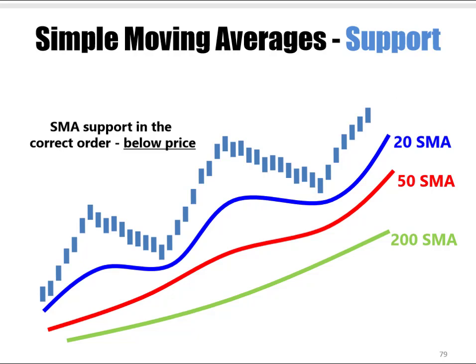So the blue 20 moving average, being the fastest moving average, will be closest to price. When we're looking for our entries, we will be looking for price to bounce off the blue 20 moving average. So there is another indication of how we can identify the start of the move.